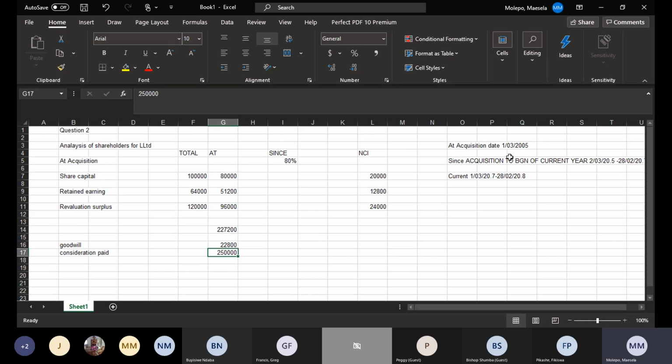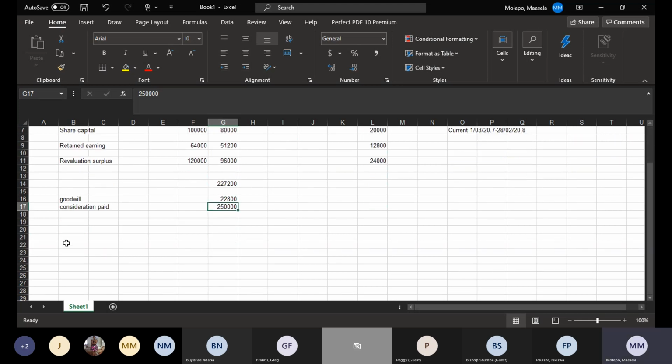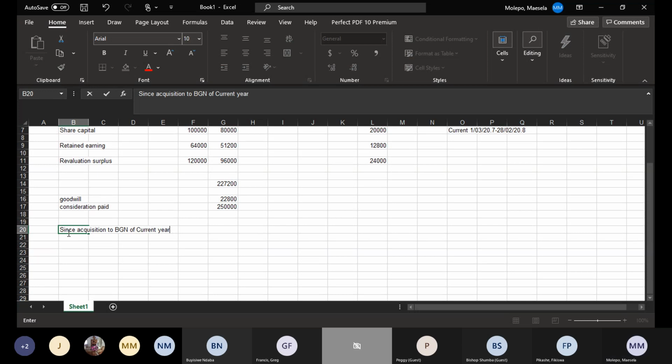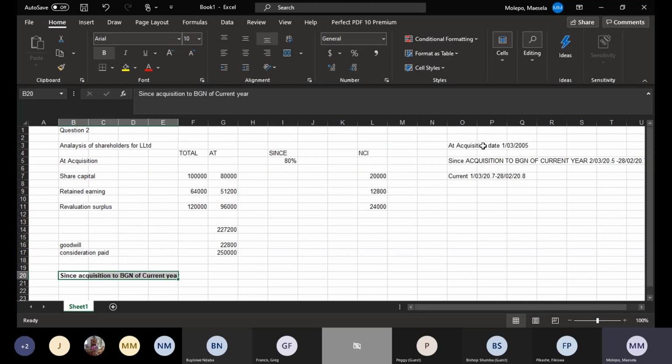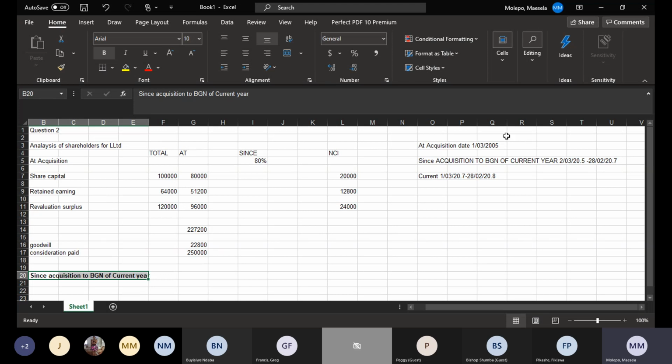Then now we're going to go to this part of since acquisition to the beginning of the current year. As I mentioned earlier, the reason you're going to have the since acquisition is because you are being guided by the dates. These dates are the ones guiding you in how you draft your analysis of shareholders, together with the retained earnings. If you are given the retained earnings at the beginning of the year, as shown on the statement of changes in equity, it means we can have it since acquisition to the beginning of the current year.